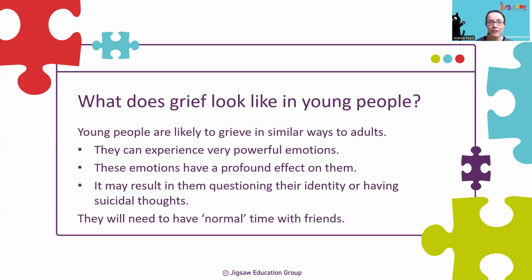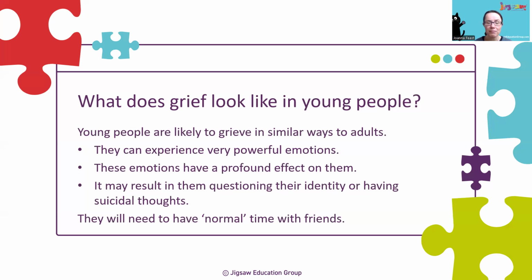Now, in the over 12s, and I'm not going to clarify this with any specific age groups, just generally maybe into adolescence, young people are very likely to grieve in similar ways to adults. So they'll experience very powerful emotions, inevitably, and it will have a very profound effect on young people. It may result in them questioning their identity, what it means to be them, maybe part of a family, part of a friendship group. And it may also mean, at the other end of the spectrum of feelings, that they may have suicidal thoughts, that those feelings are too difficult to bear and they don't see any other way out or any other means of support.